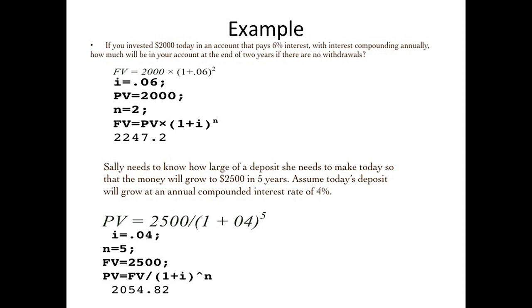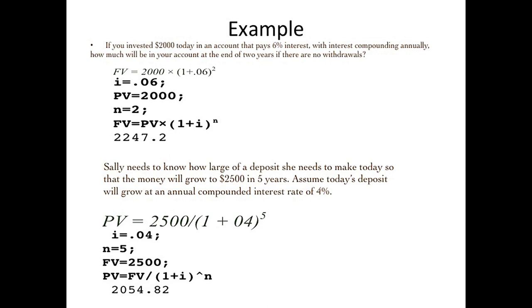So that's fairly simple. So let's look at another example. Sally needs to know how large of a deposit she needs to make today so that the money will grow to $2,500 in 5 years. Assume today's deposit will grow at an annual compounded interest rate of 4%. Again, this is a story problem. Let's extract the relevant information we need to solve the problem. So let's break it down here.